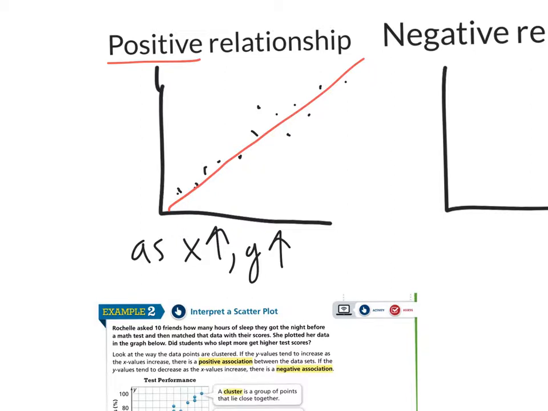So the further we get over to the right, here on our graph, the further we get to the right, the higher our Y values are getting. Okay, so X increases, Y increases. They're both doing the same thing.